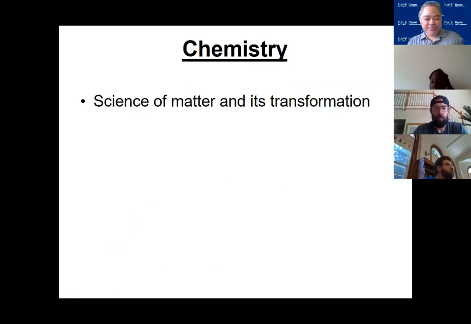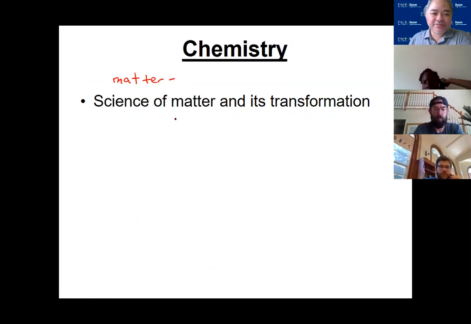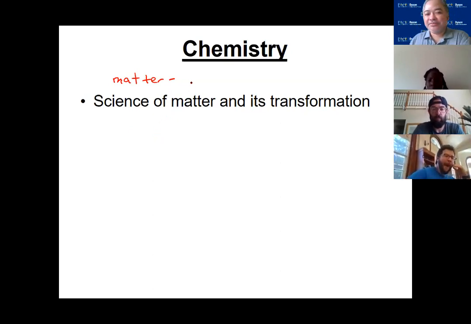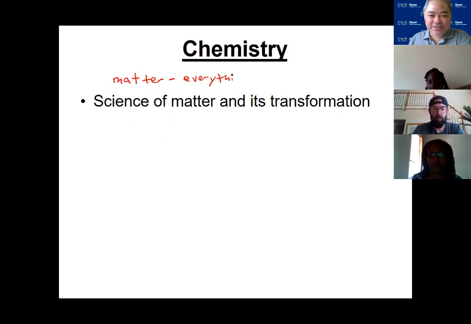So we're going to discuss today the so-called big ideas of chemistry. If I ask you what is chemistry, most likely this is the one that comes into your mind: the science of matter and its transformation. Whenever we talk about chemistry, usually the word matter is synonymous to it. So how do you answer the question, what is matter? Usually it is everything around us.